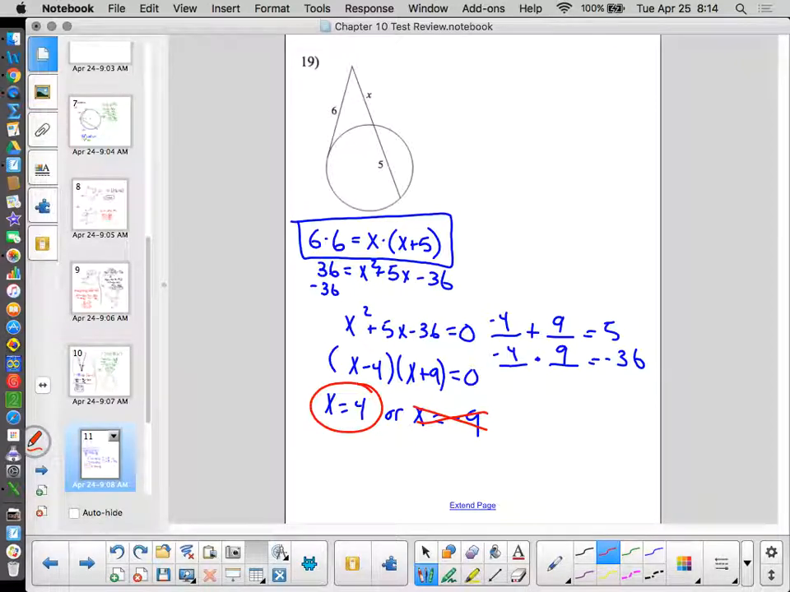We call that negative 9 an extraneous solution. That's the word. It means it's an extra solution that doesn't actually give me anything of value.